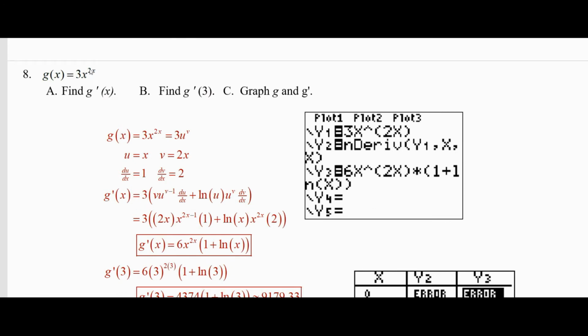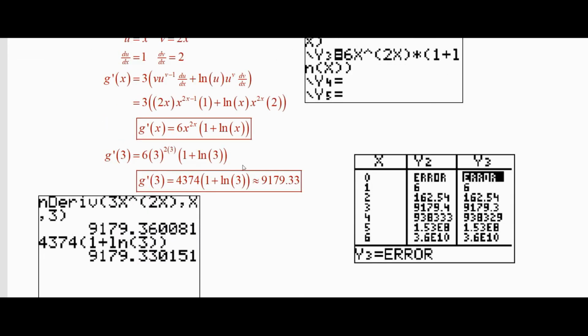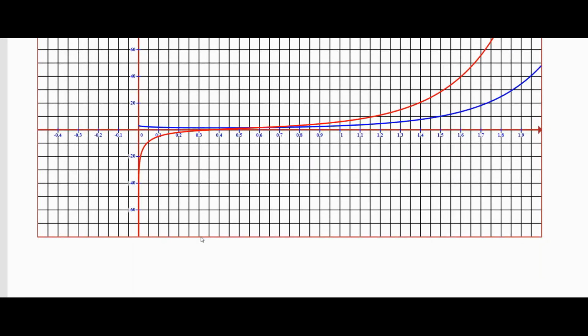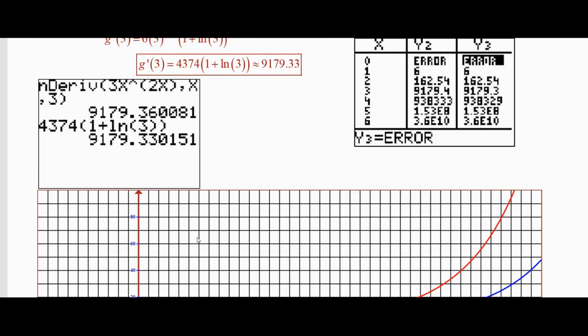We're only going to define this for positive x's, so we're going to see that here, and the blue is the original and the red is the derivative there. The blue has one minimum because the derivative is going to cross the x-axis one time. The derivative is always increasing, so the original is always concave up. So if we did a second derivative, it would always be positive.